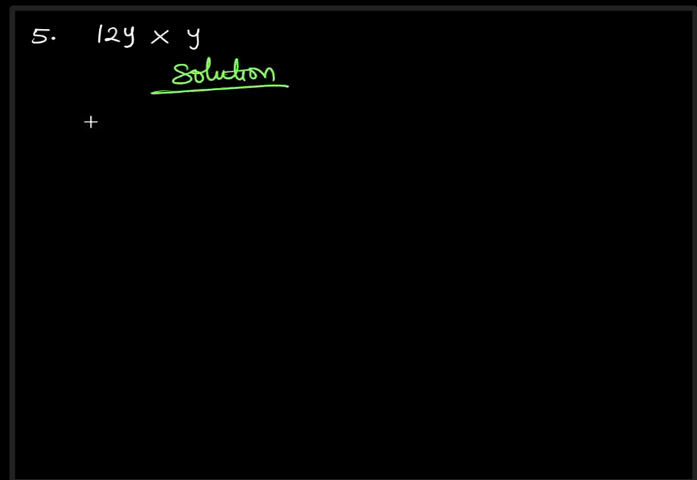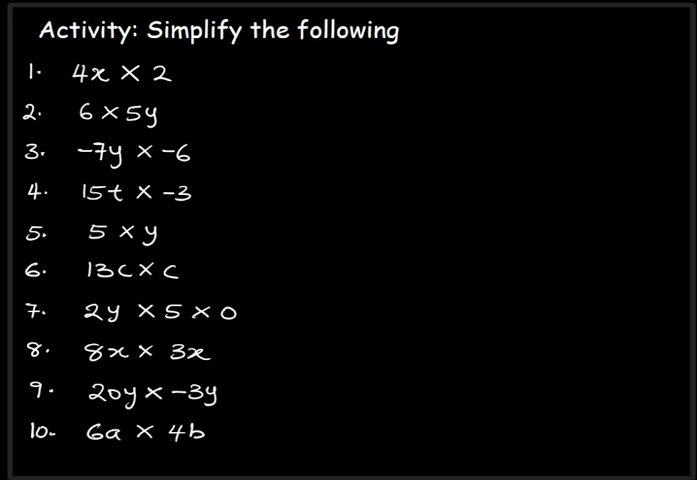Number 5, solution. What do we have here? 12y times y. Of course, y is like saying 1y. So 12 times 1 is 12. And then y times y is y squared. Take note of that. And that brings us to the end of multiplication of directed variables.